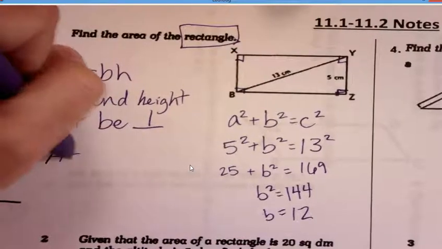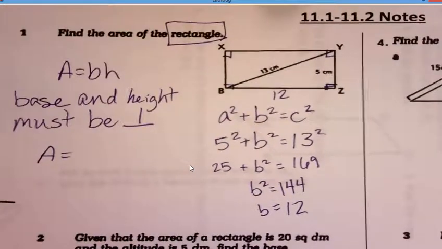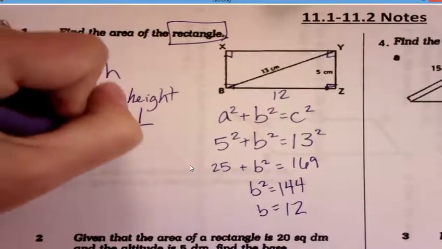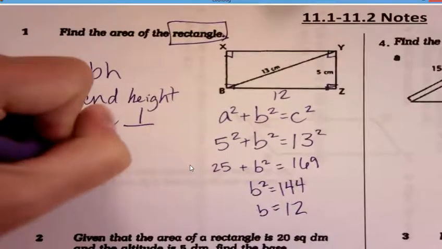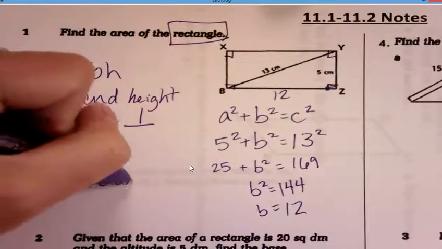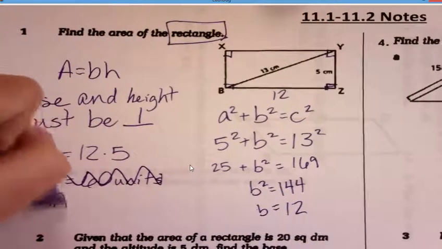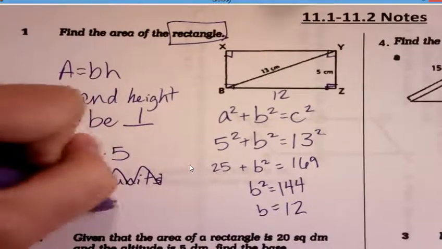Okay, so now we have the base and we have the height, and they are perpendicular to each other. So 12 times 5 is 60 units. Oh wait, it's not units, it's centimeters. Area, it actually gives us.